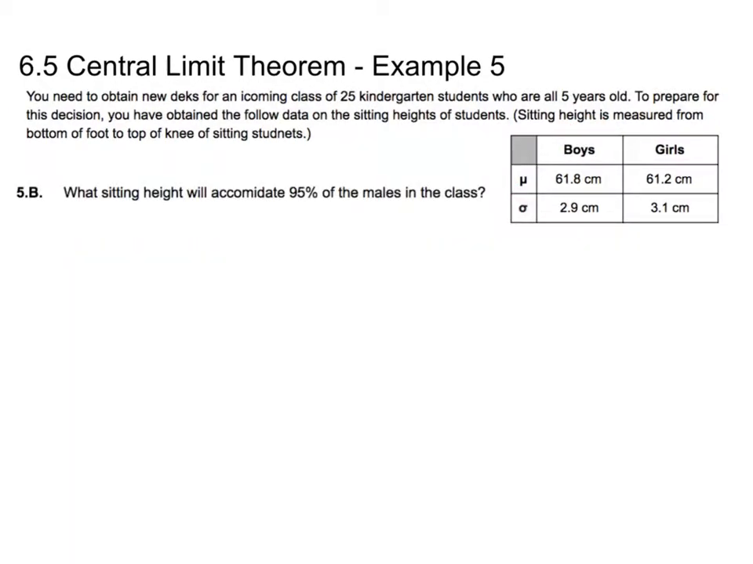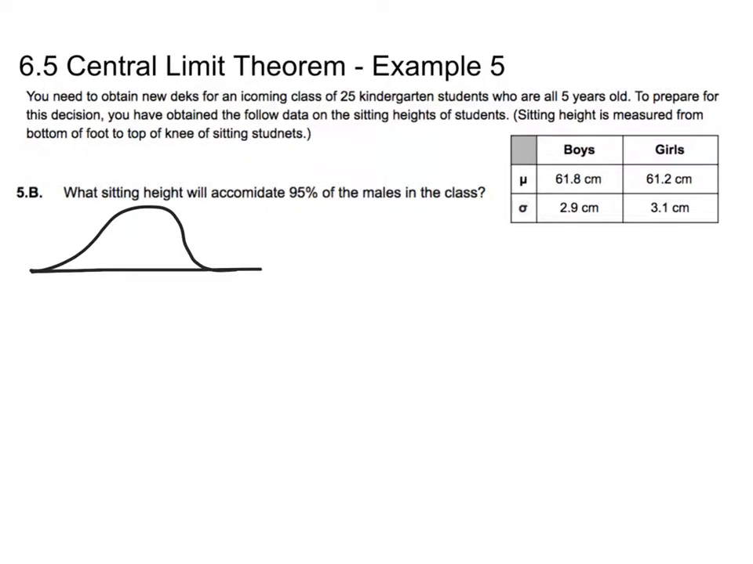Here we've got a situation where we're trying to find the sitting height that will accommodate 95% of the males in the class. And if you don't know which curve we're going to be utilizing to solve this one yet, hopefully it'll make sense to you as I work through this. Because what I'm going to do is pretend that I don't know which curve to look at, and set up the problem with 2 different curves.